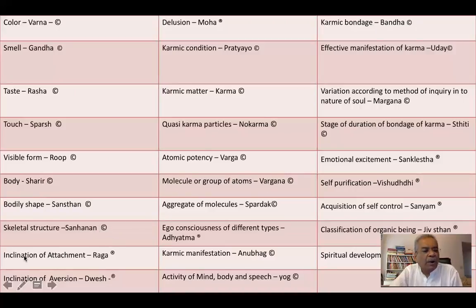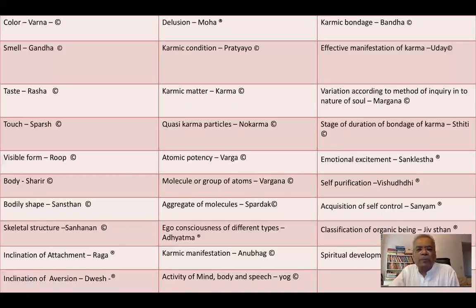Skeleton structure, matter. Now the inclination of attachment and aversion are the ragadi states that belong to the soul, but they are not from the soul. Delusion belongs to the soul. Karmic condition is matter. Karmic matter, quasi-karma particles, matter. Atomic potency, matter. So when you go through all these things, it divides the whole 29 things into two different things. One is a transiency occurring within me as a result of me looking at the alien object, and the other is matter particle by itself. So brilliantly, in 6 stanzas, Kunkun Swami has really explained all these matter particles to us.